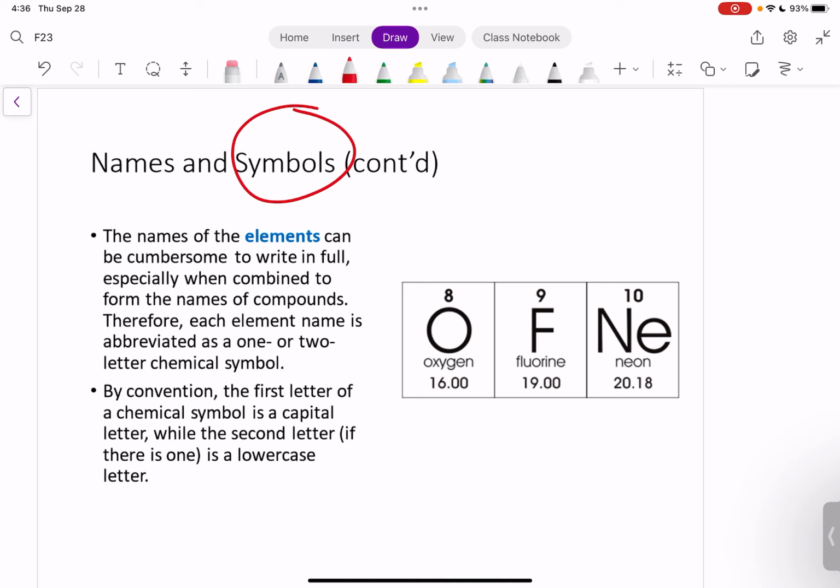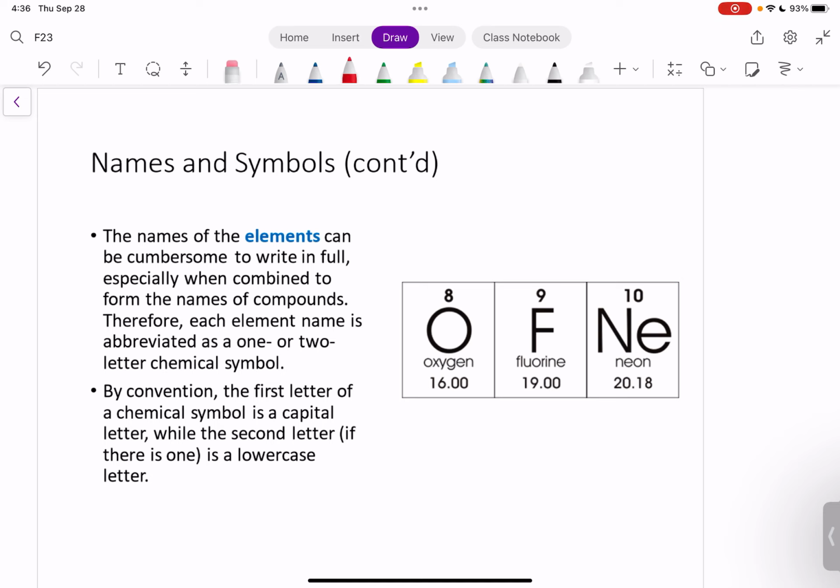By convention, the first letter of the chemical symbol is a capital letter, while the second letter, if there is one, not all of them have one, like oxygen or fluorine, but if there is a second letter, it's always going to be in lowercase, like you see with neon here.